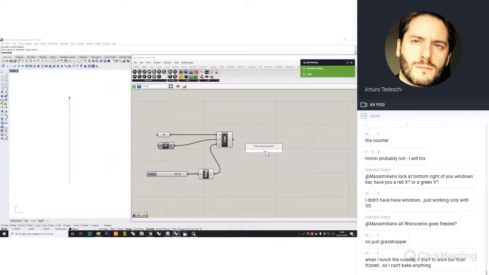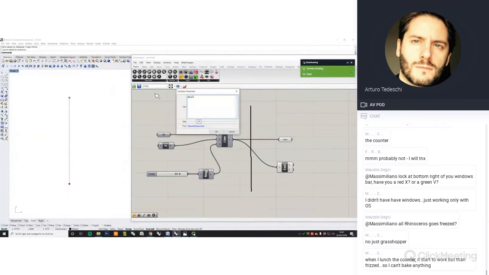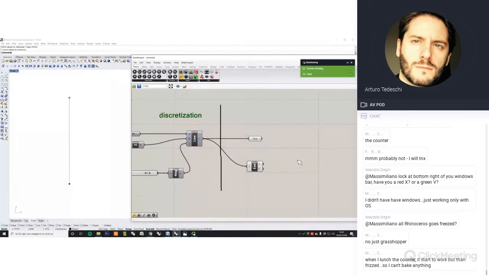Let me delete this. If you remember, after the discretization, we always have to get lines and points. Call it endpoints. Okay. So basically, we can use a sphere component in order to check. This is the start point, and this one is the end point. Okay. So this is the discretization step. And now we have to define the particle spring system.